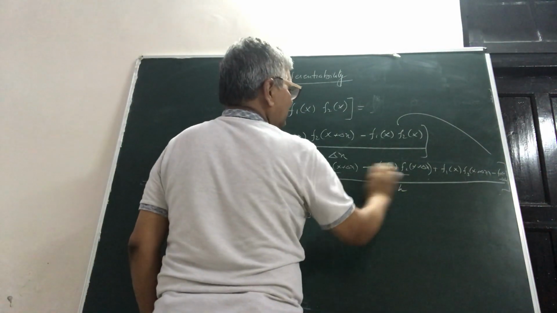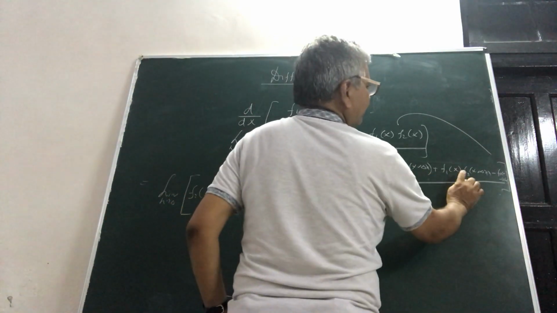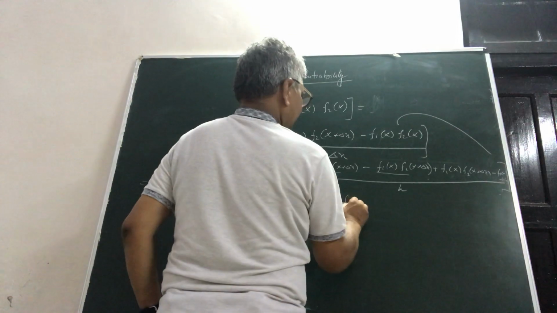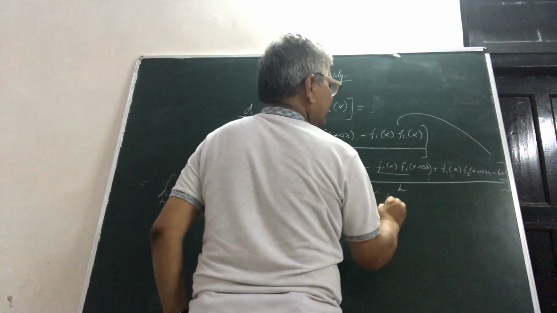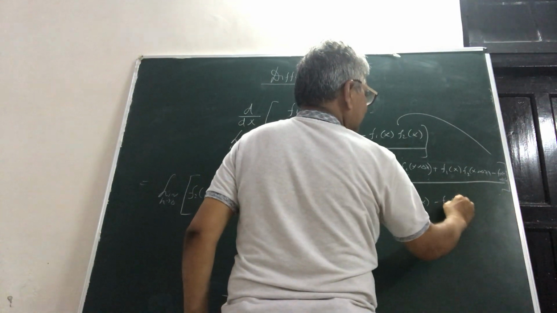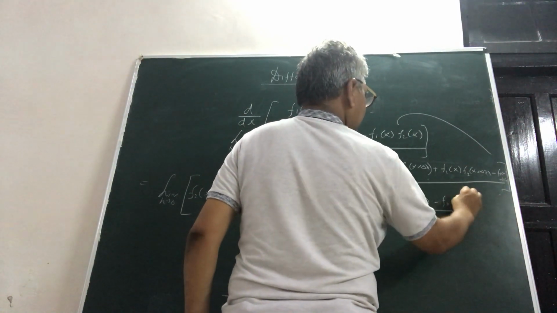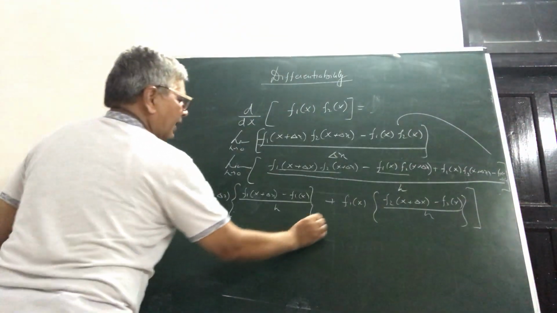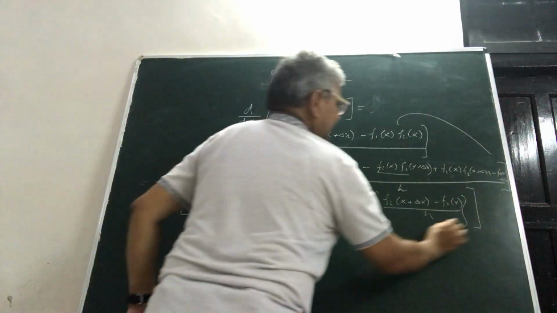Plus, and then here, from these two terms I will take common f1(x), and what I will get here is f2(x + Δx) minus f2(x) upon h. This thing I will get. Okay, now see, this is one part, this is one entity, this is another entity.